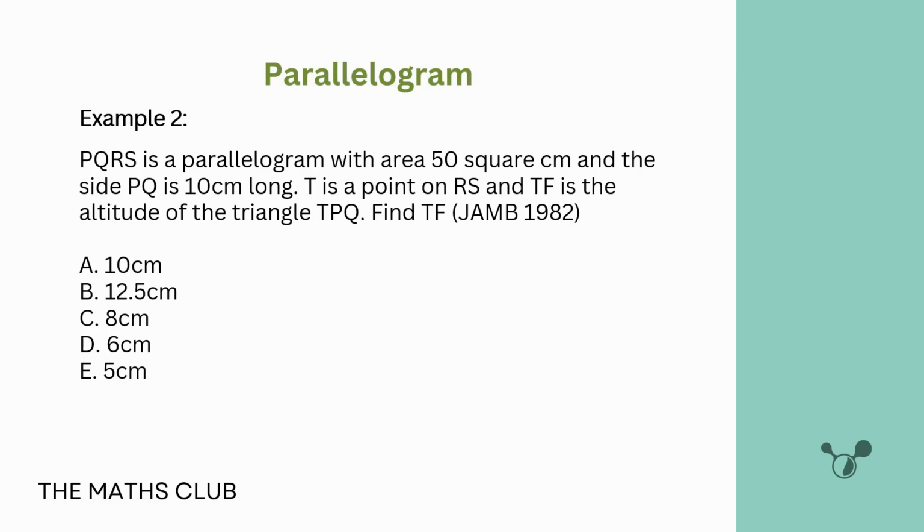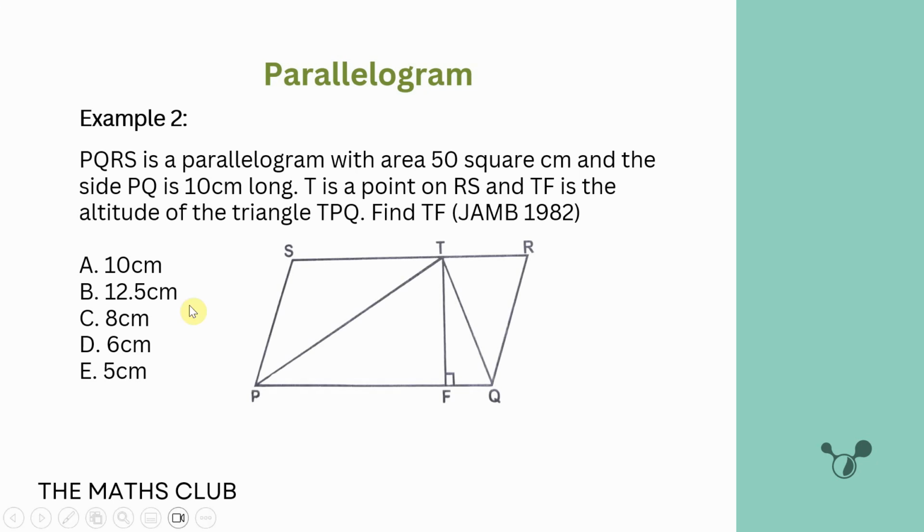Example 2 then says that PQRS is a parallelogram with area 50 centimeters square. So this is P, this is Q, this is R, this is S. Great. And the side PQ is 10 centimeters. Which side is PQ? So this length here is 10 centimeters. That is the base of the parallelogram. T is a point on RS. So this point T. And TF is the altitude of the triangle TPQ. It's also the height of the parallelogram, right? Because you can say it's orthogonal. Find TF, basically find the height. I want you to pause the video and try this out yourself.